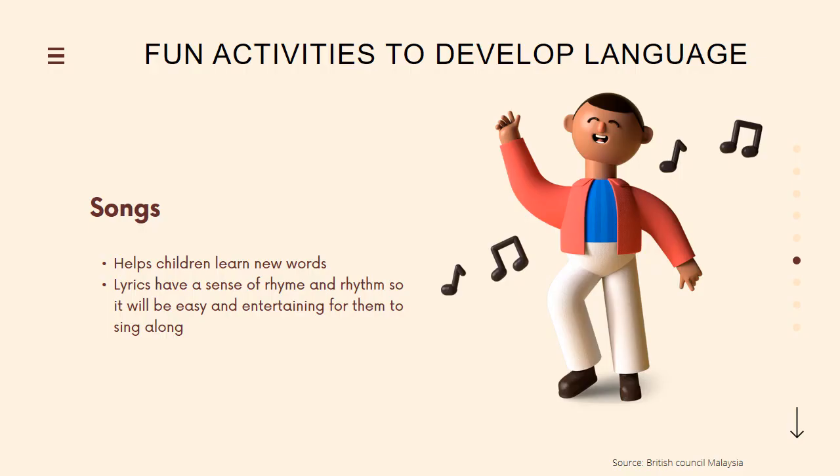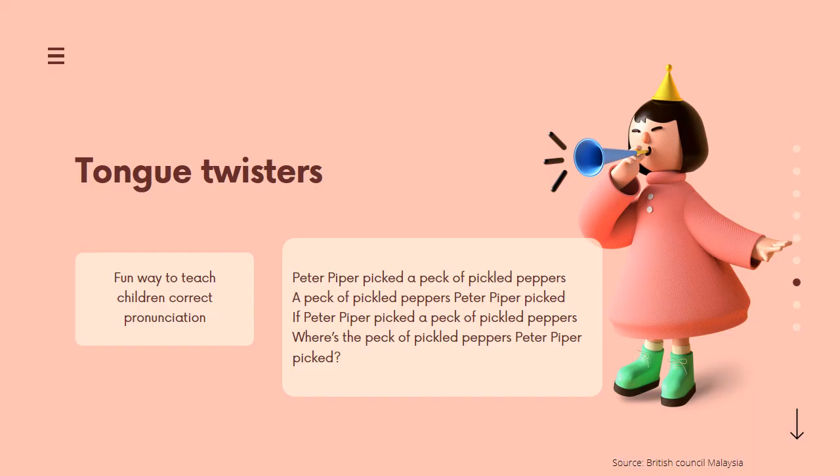There are many simple and fun activities to develop language in children. For example, songs. They help children learn new words. Lyrics can have a sense of rhyme and rhythm, so it will be easy and entertaining for them to sing along. And then, tongue twisters. It's a fun way to teach children correct pronunciation.